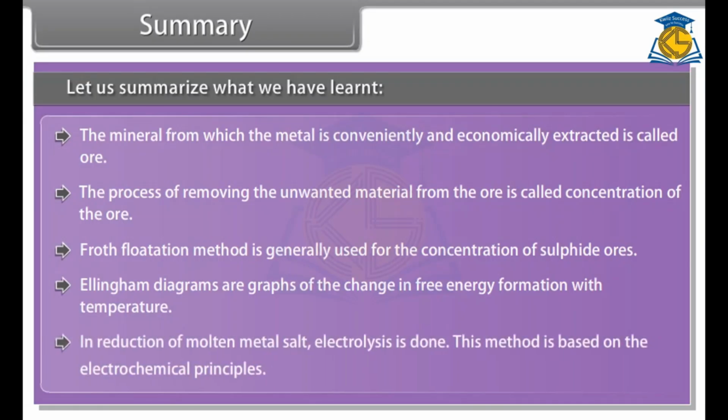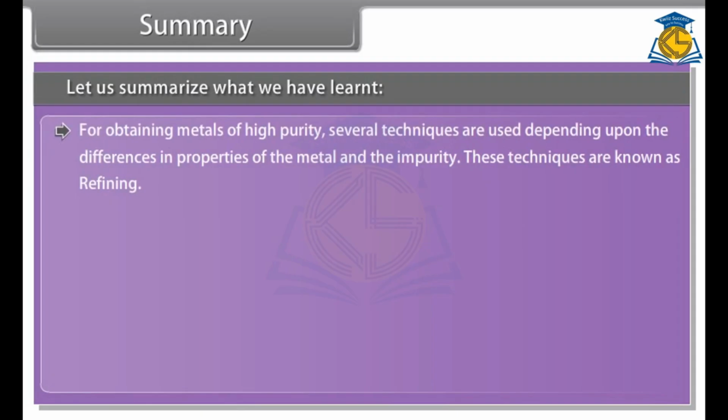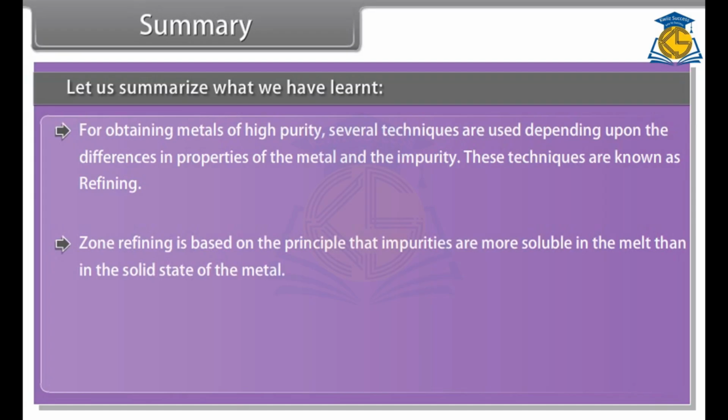In reduction of molten metal salt, electrolysis is done. This method is based on electrochemical principles. For obtaining metals of high purity, several techniques are used depending upon the differences in properties of the metal and the impurity. These techniques are known as refining. Zone refining is based on the principle that impurities are more soluble in the melt than in the solid state of the metal.